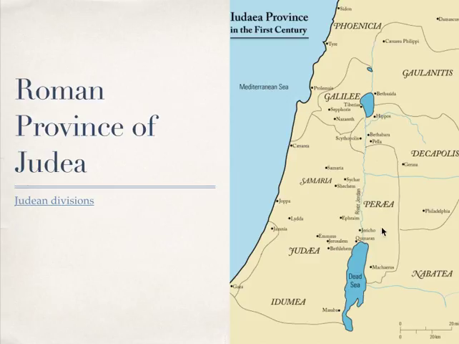Perea would have been the area where Philip, one of the sons of Herod, ruled. This is the Galilee. This line here goes around to the Decapolis. These are all major regions. The Syro-Phoenician woman that's mentioned in Matthew 15, he calls her a Canaanite. This is where she would have been from.